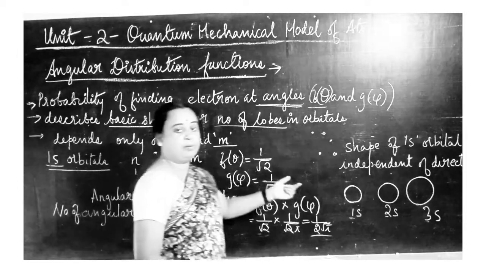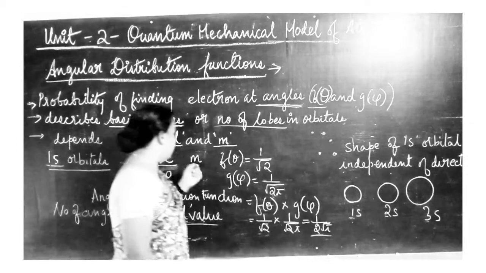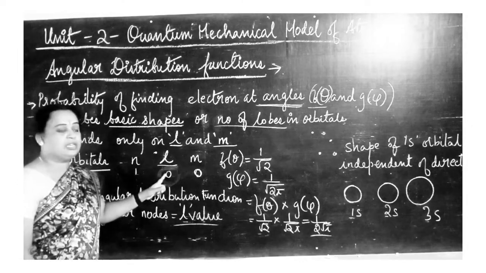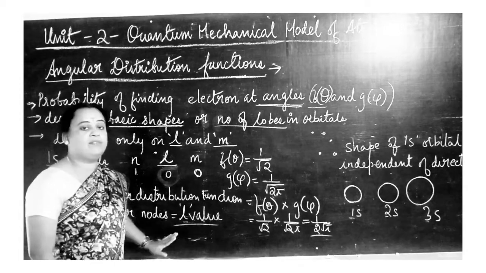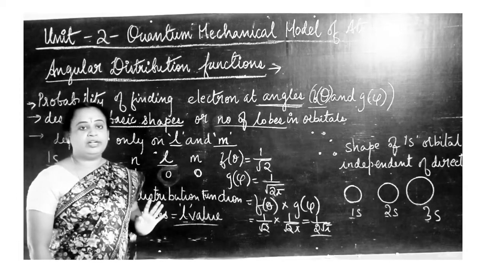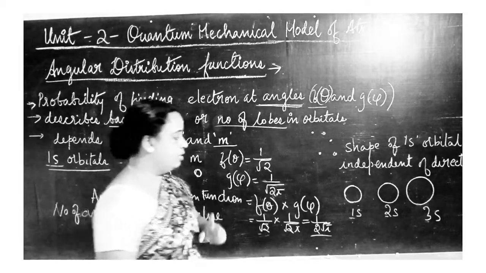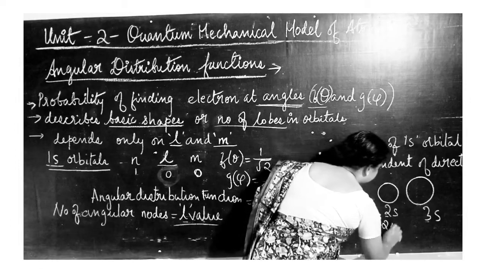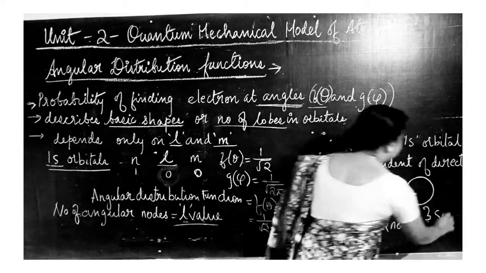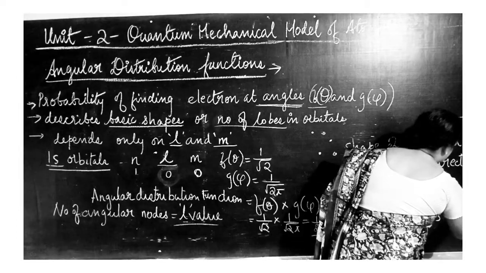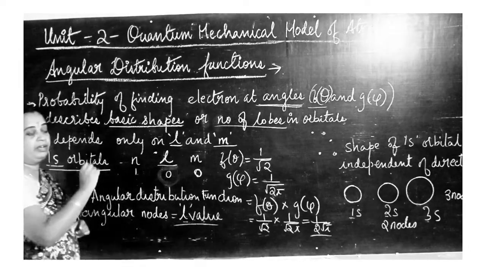Whereas in the 2s orbital angular nodes are there, in the 3s orbital also angular nodes are there, whereas in the 1s orbital the angular node is equal to 0. Why is it equal to 0? Because the angular node is always equal to the L value. Got it? Now in the 2s orbital there are 2 angular nodes, and for the 3s orbital there are 3 nodes. So as it goes, the number keeps increasing.